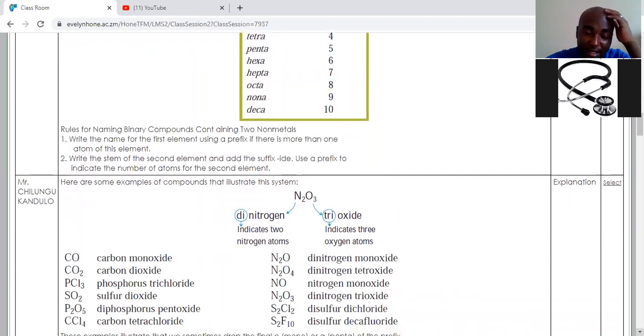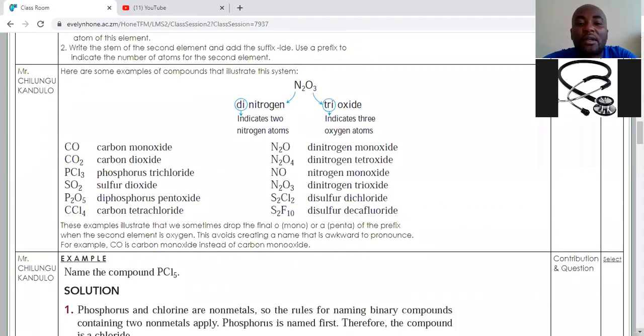So the example is here. There are 2 nitrogens, N2O3. 2 nitrogens, 3 oxygens. So 2 is di. So you say dinitrogen trioxide. Dinitrogen trioxide. There is a limitation, guys.